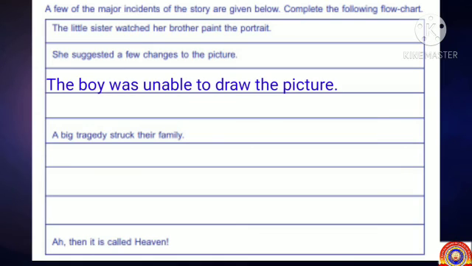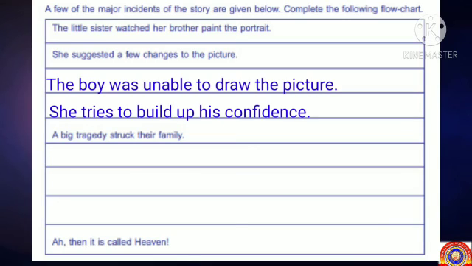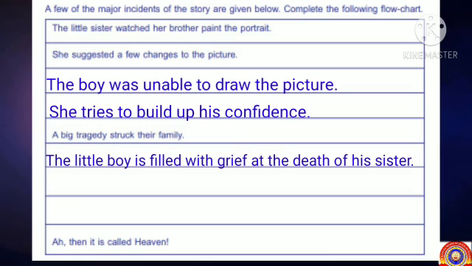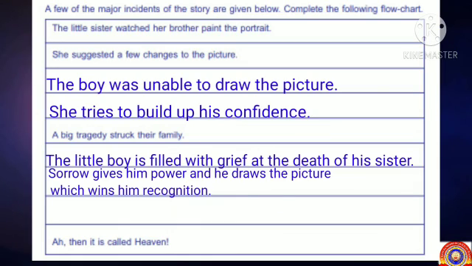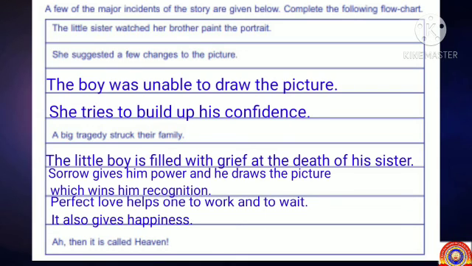Yes, the boy was unable to draw the picture. Then she tries to build up his confidence. Next one is already given there. A big tragedy struck their family. Then the little boy is filled with grief at the death of his sister. Next one, sorrow gives him power and he draws the picture which wins him recognition. Then, perfect love helps one to work and to wait. It also gives happiness. Then it is called heaven. It is already given there.